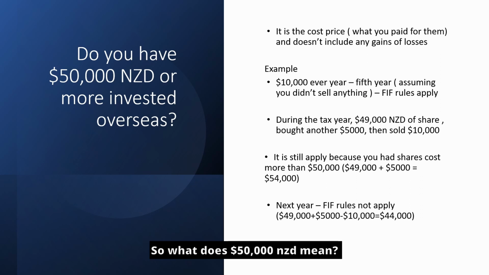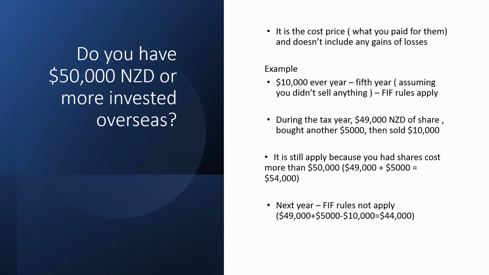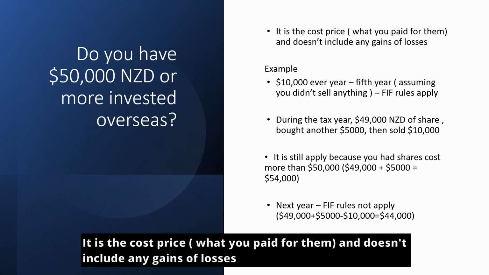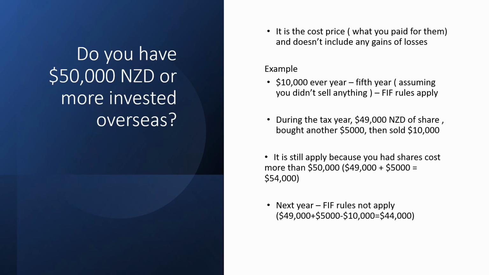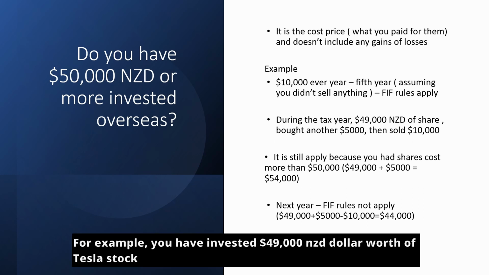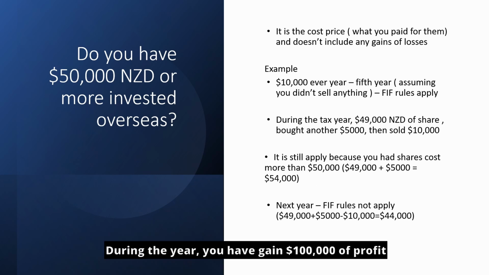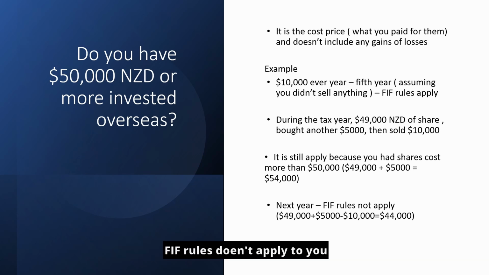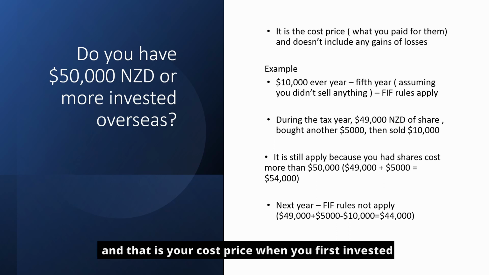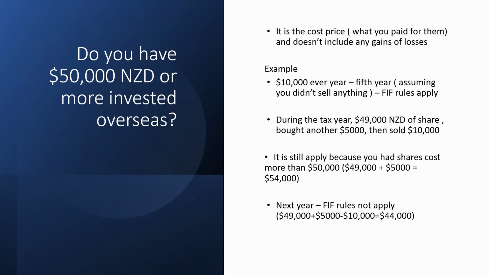So what does 50,000 New Zealand dollars mean? It's the cost price, what you have paid for them, and does not include any gains or losses. For example, you have invested 49,000 New Zealand dollars worth of Tesla stock, and during the year you have gained $100,000 of profit. FIF rules do not apply to you because you have only invested 49,000 New Zealand dollars, and that's the cost price when you first invested.